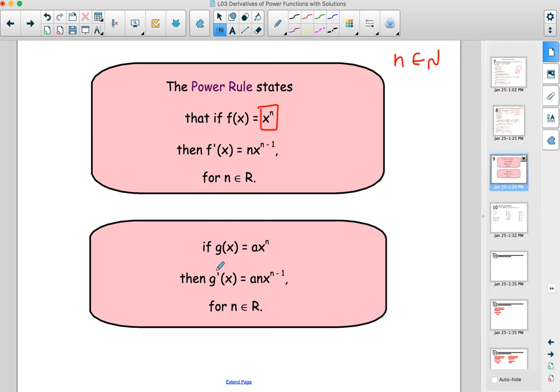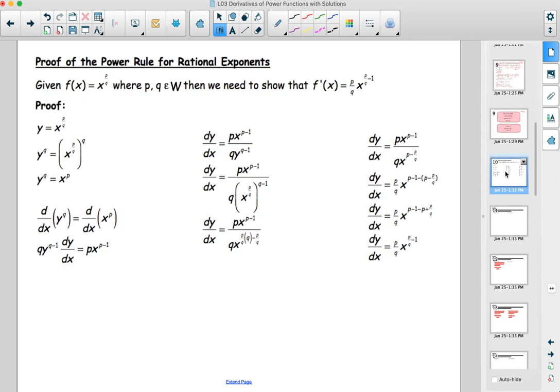This is the only derivative rule that we're going to use in this particular unit in terms of finding an actual derivative. And then I will show you how to take derivatives of products, sums, quotients, etc. in later lessons. All right, now I'm going to show you a different proof.